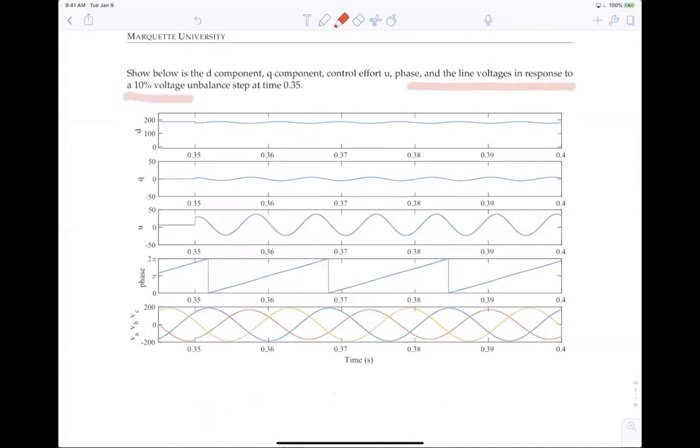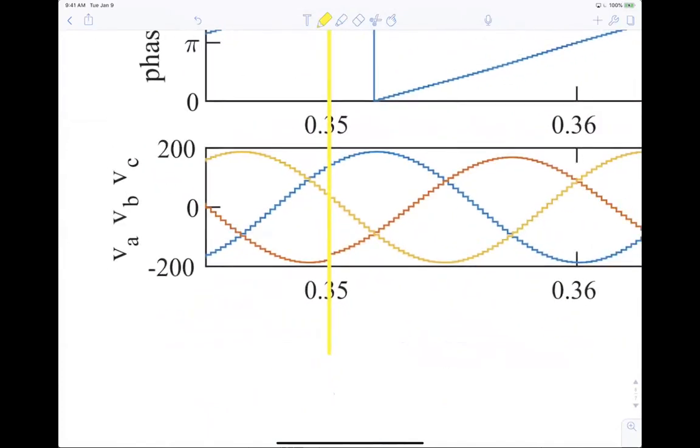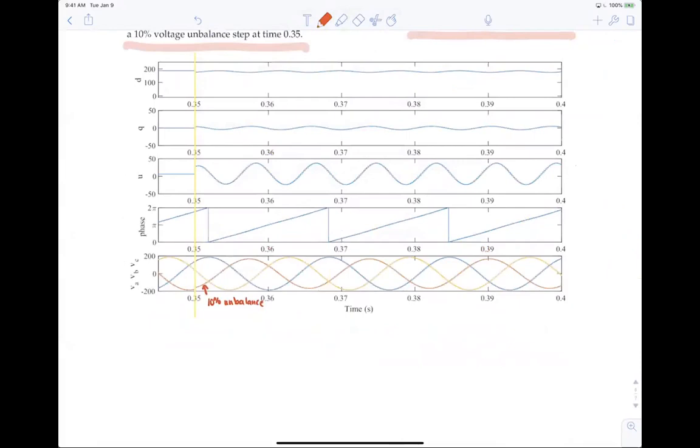Essentially, we're going to have an unbalance of phase voltages at 0.35 in time. Now, this could definitely happen. This is a real-world type scenario, especially if you're dealing with three phase. Let's zoom in here quick. You can see I'm only doing it to the red phase. It's a 10% unbalance, and it's a big jump.